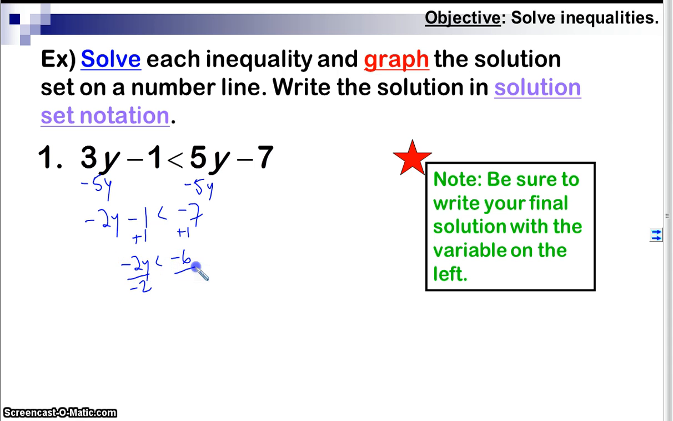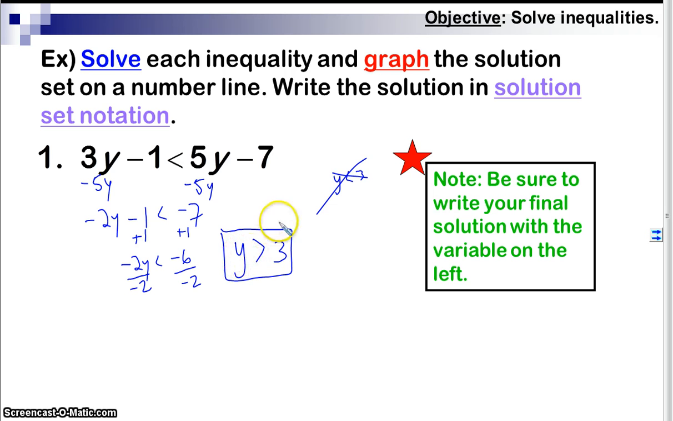Now when we divide both sides by -2, this is the situation where we change and flip the direction of the inequality. The reason we do that is because if we didn't, we would end up with y is less than 3, and that wouldn't really work. If we plugged in a 0 here, we would have -1 is less than -7, and that doesn't work. But if we plugged in a 4, remember we're talking about anything bigger than 3, we're going to get a true statement.